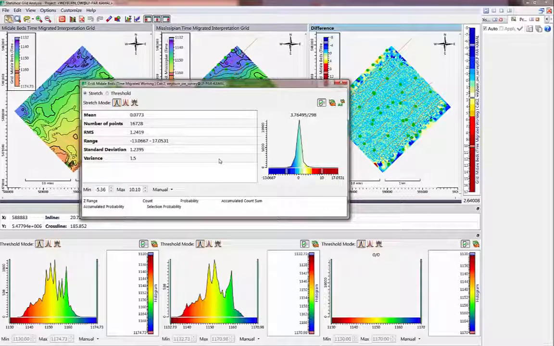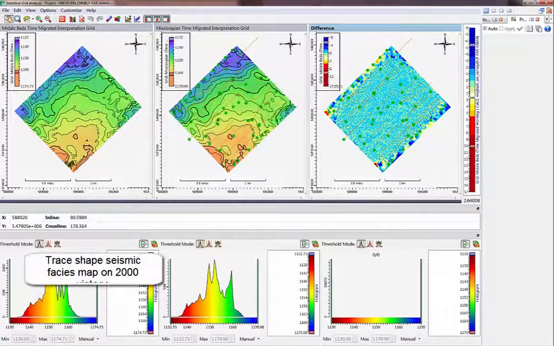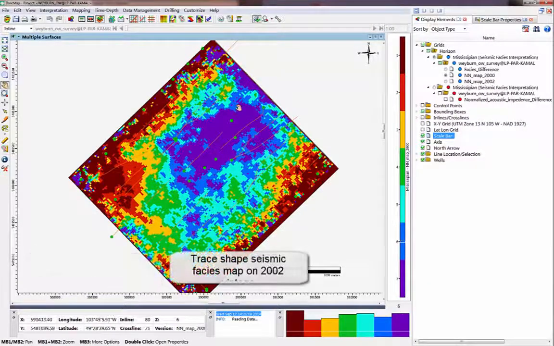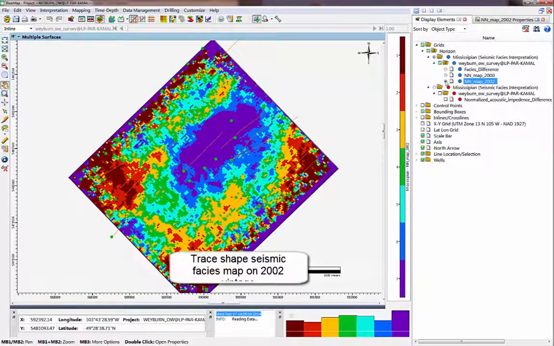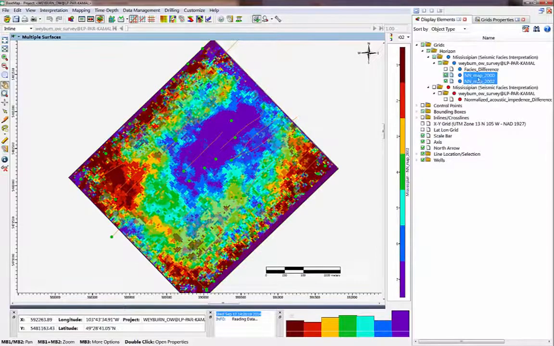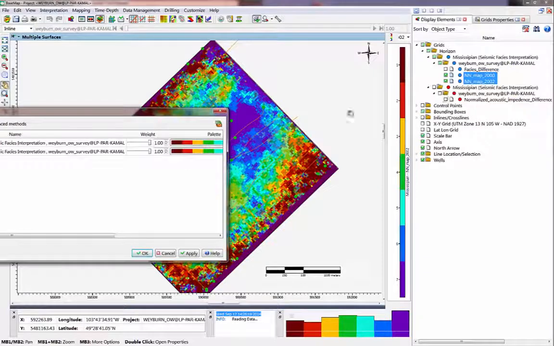So we checked that the two vintage volumes were comparable in terms of frequency content. We checked the amplitude values, cross-equalized them and structurally smoothed our volume. So now what we want to check is the trace shape behavior between 2000 and 2002. So we use neural network Facies maps based on a trace shape neural network approach.